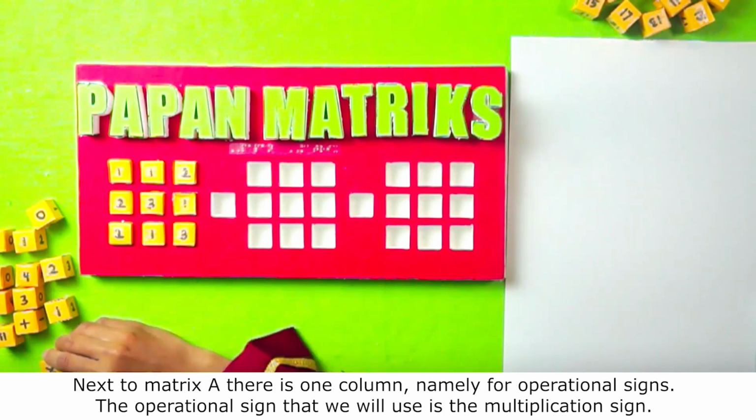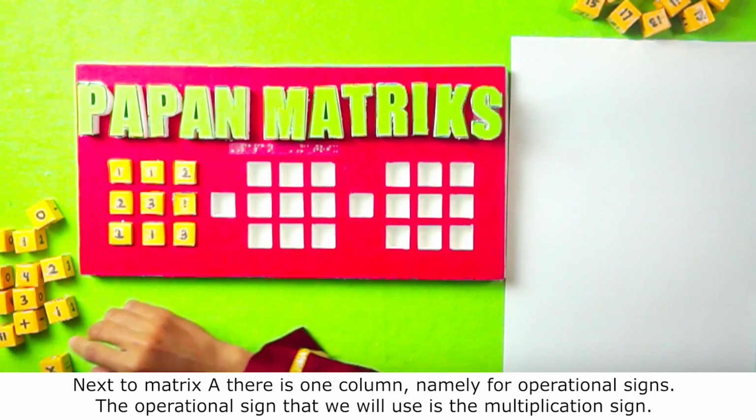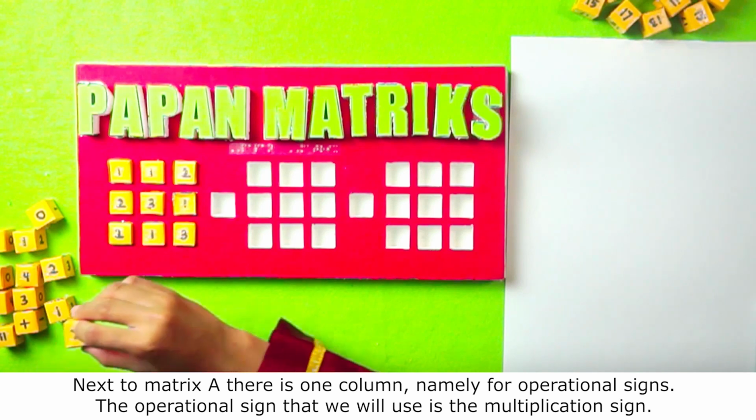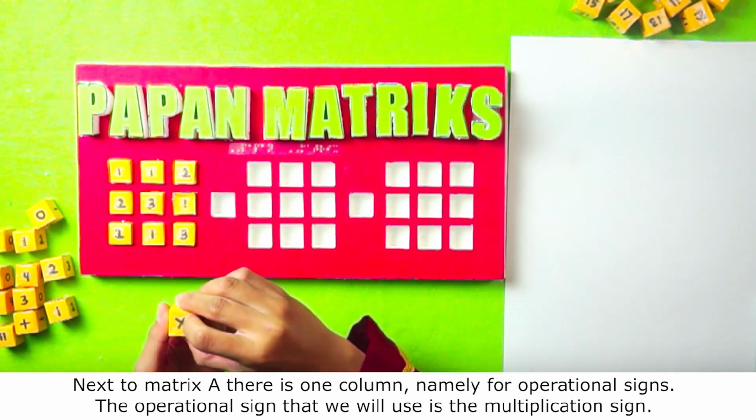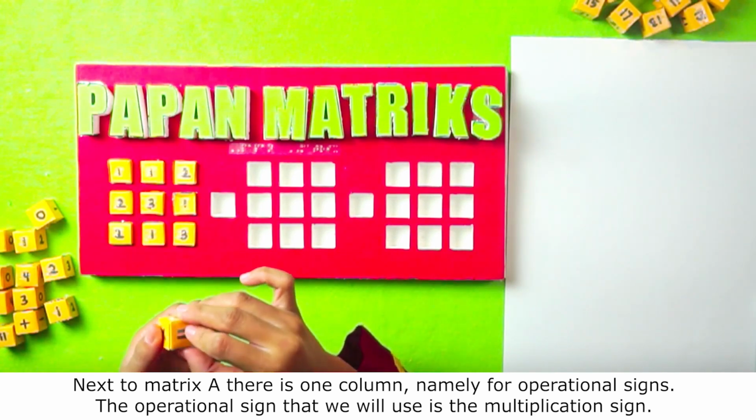Next to matrix A, there is one column, namely for operational signs. The operational sign that we will use is the multiplication sign.